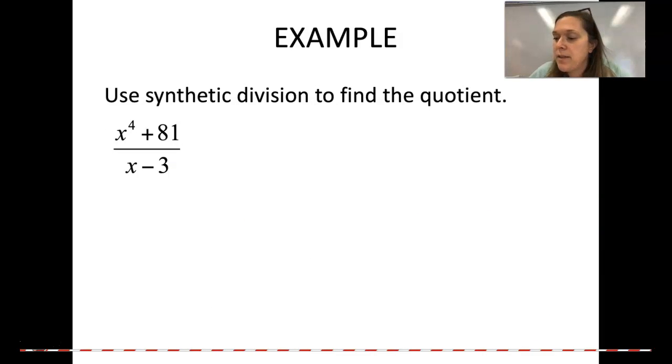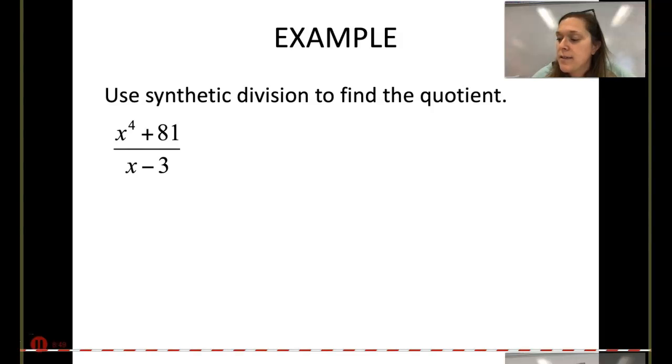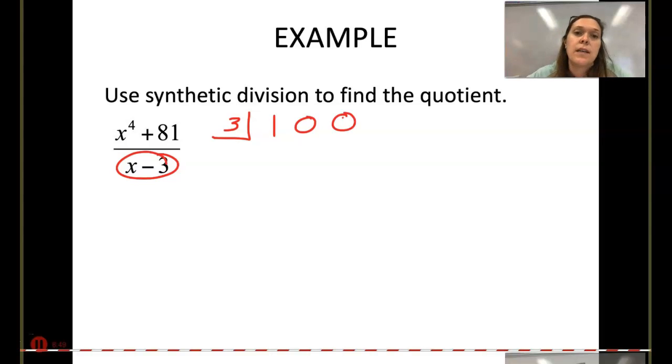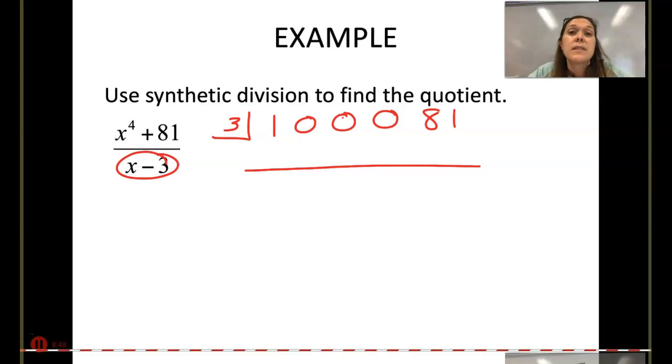All right, here's another one with lots of gaps. So we have x to the 4th plus 81 all over x minus 3. So my divisor is x minus 3. The 0 of that is 3. That goes in your half box. My coefficient of the 4th degree is 1. There is no 3rd, so I need a 0. There is no 2nd, so I need a 0. There is no 1, so I need a 0. And my constant is 81. So 4, 3, 2, 1, 0. Make sure you have all those spaces. This is where the mistakes will be made. You won't put the 0 into the gap, and that's going to completely make your answer wrong. So be careful with that.